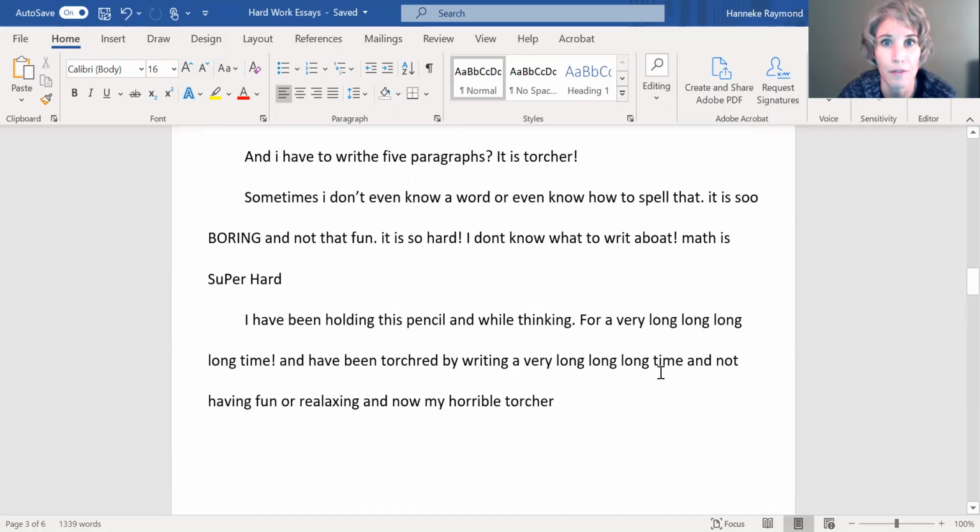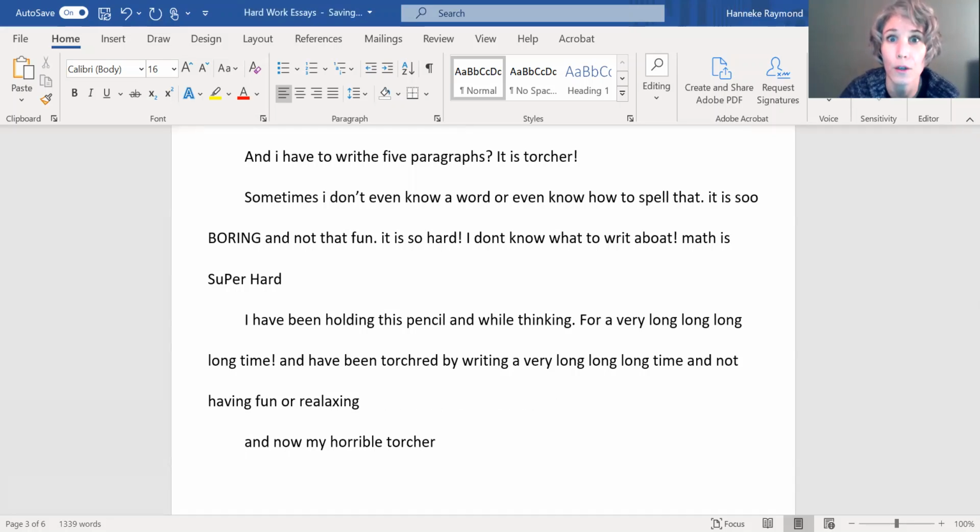"And I've been tortured by writing for a very long time." Ooh, we see some repetitiveness there that we want to get rid of. "And not having fun or relaxing, and now my horrible torture." Okay, I'm thinking now the horrible torture is going to be over. So that should be her conclusion, because in the conclusion, it's over.